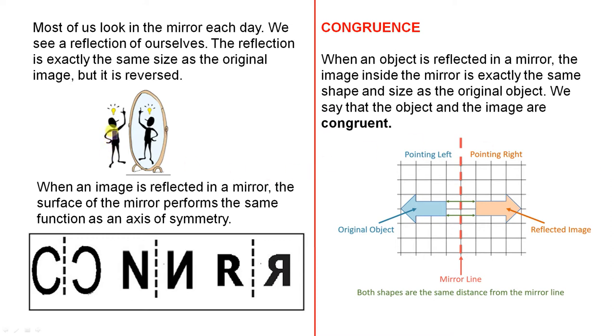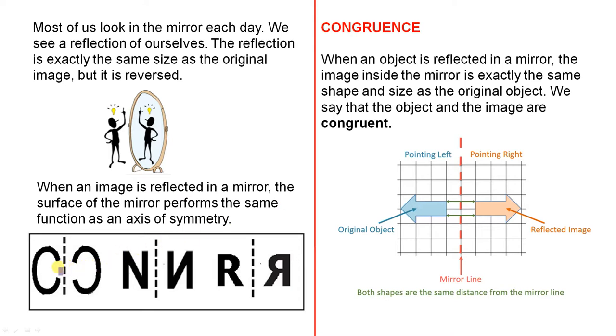So you can see this little person is looking at himself in the mirror. Exactly the same size, but the person in the mirror is looking the other way, so it's reversed. When an image is reflected in a mirror, the surface of the mirror performs the same function as an axis of symmetry.